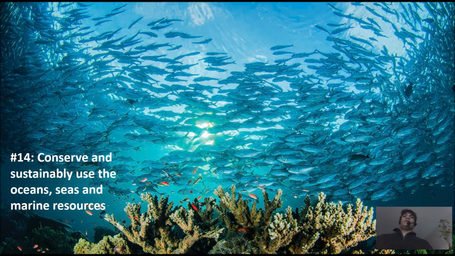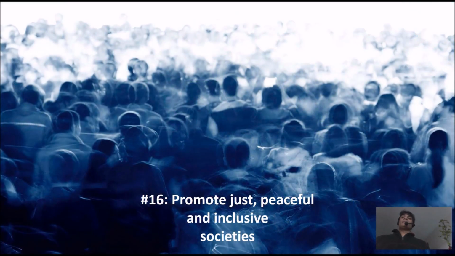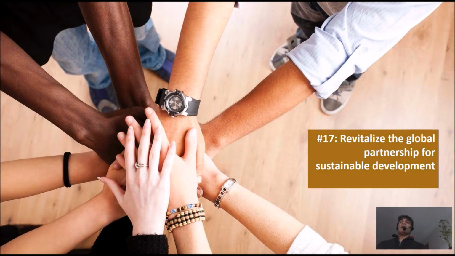14, conserve the oceans, part of the environmental mandate. 15, manage the forests. A theme is arising here. 16, promote just and peaceful, inclusive societies. Okay, this has to do with managing crime, making sure that individuals and groups aren't marginalized to the extent that they create strife and discontent. And number 17, revitalize the global partnership.